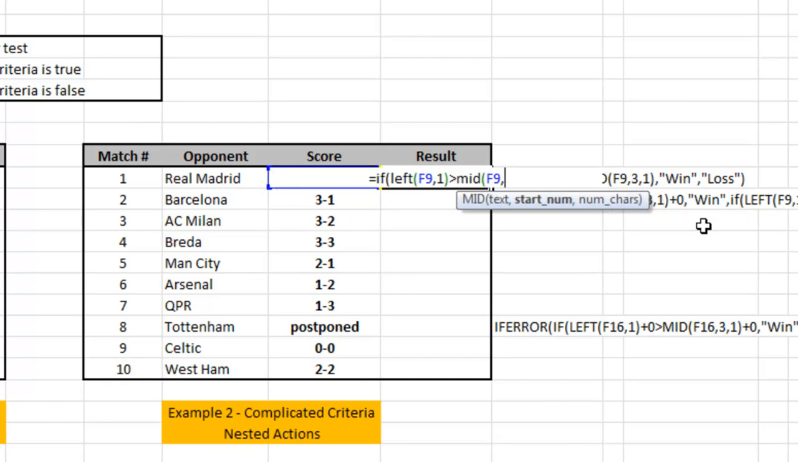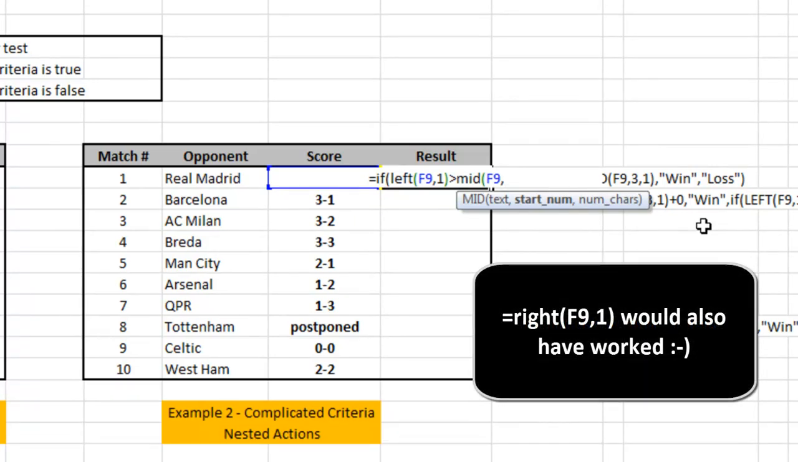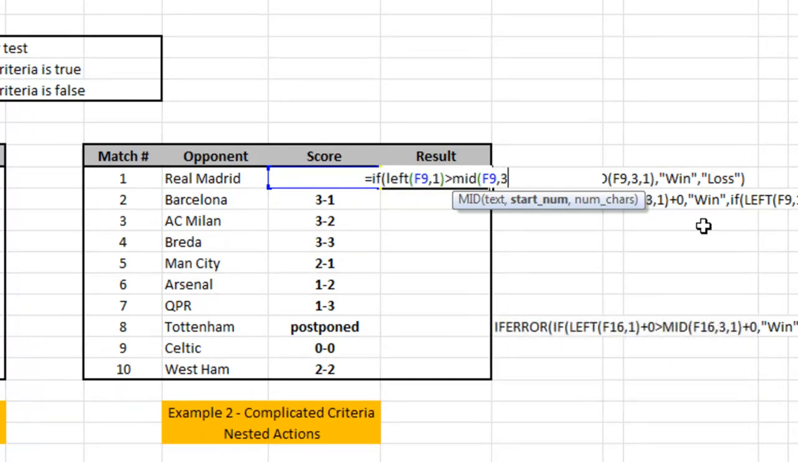So what I know is that there's just going to be one character at the beginning, then a dash, and then the second score. So I know that I need to look at three and one, which basically means the MID equation finds, starting from the third character, one character in the middle of a text string. So I'll just select that up in the function window and press F9, and we can see that it pulls up a zero.